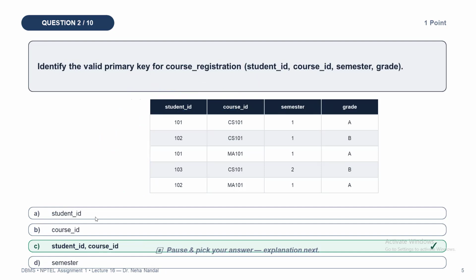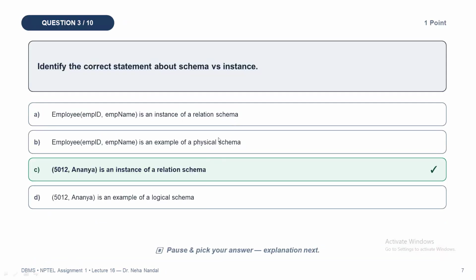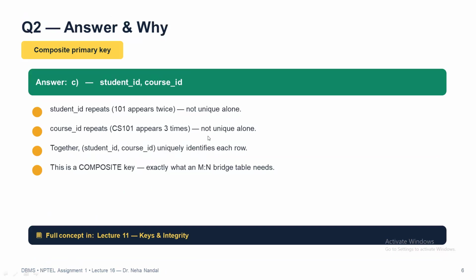Let us see the explanation. Alone, they are not unique. Student ID and course ID uniquely identify each row. That's why it is a composite key and it will act like our primary key here. That is called a composite primary key. So that is your answer. I hope you got it. Please drop your comments for any doubts.